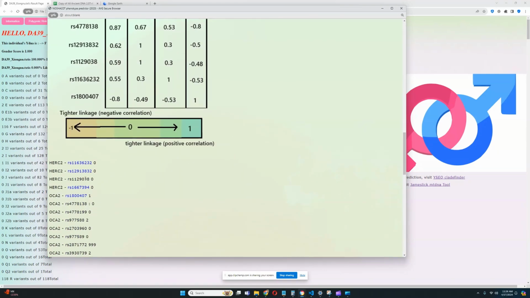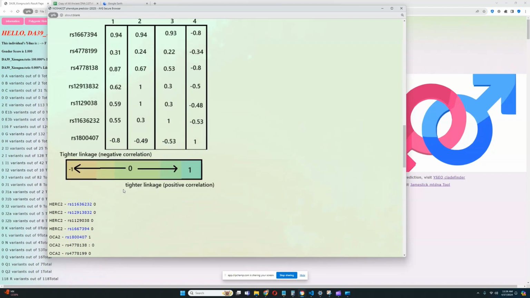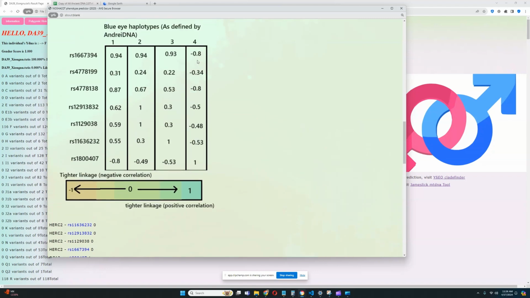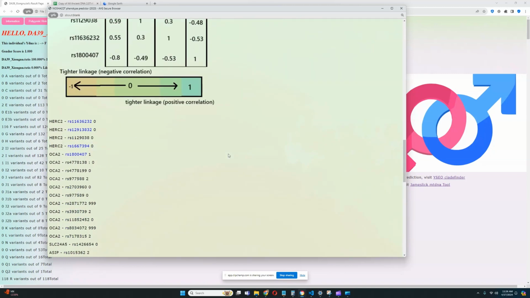It looks like he does not have BEH2 or BEH3 or BEH1, but he does have a heterozygous genotype in BEH4. No surprises here, because even if you look at this little chart that I show on the top, you can see that BEH4 is inversely correlated to all the other blue eye haplotypes. So him having a heterozygous genotype in BEH4, although it is rare and interesting for sure, makes sense in the context of him not having BEH1 or 2 or 3.